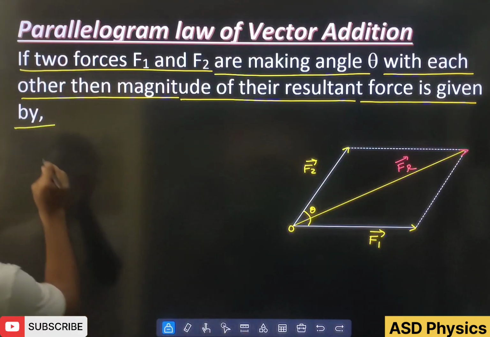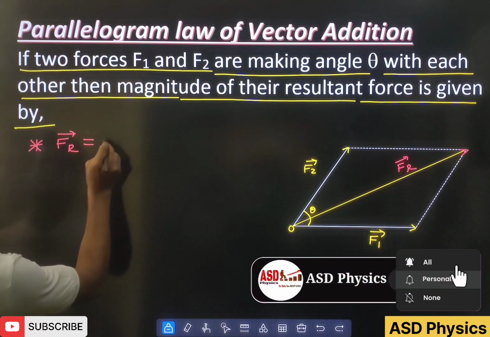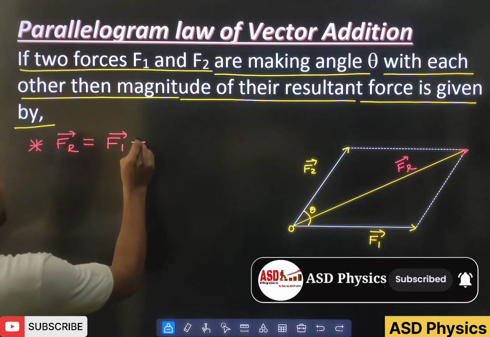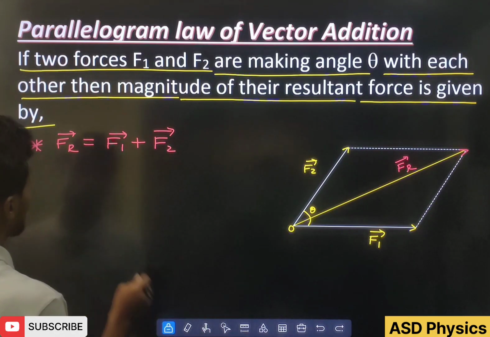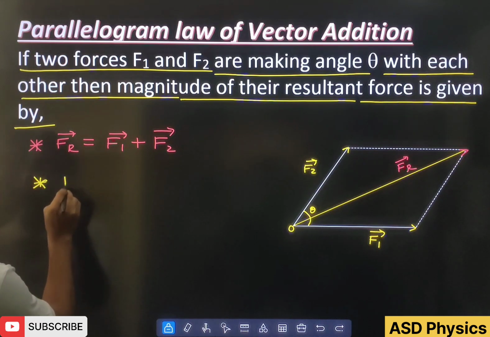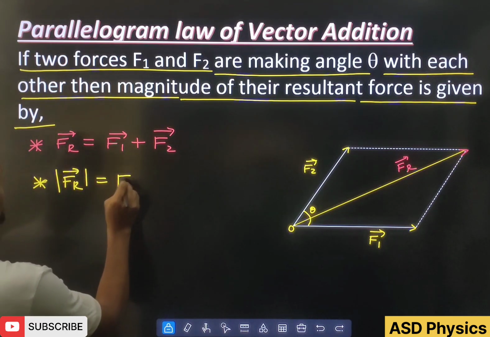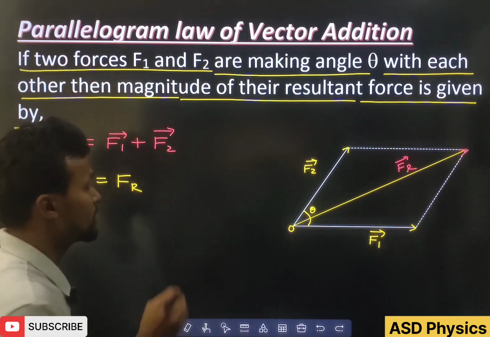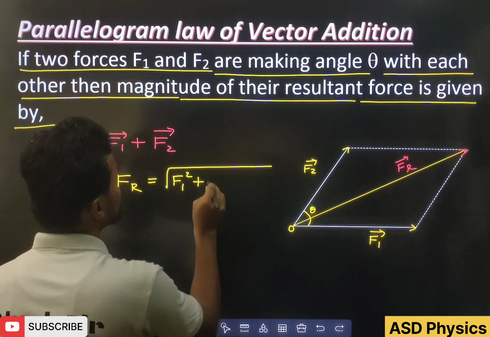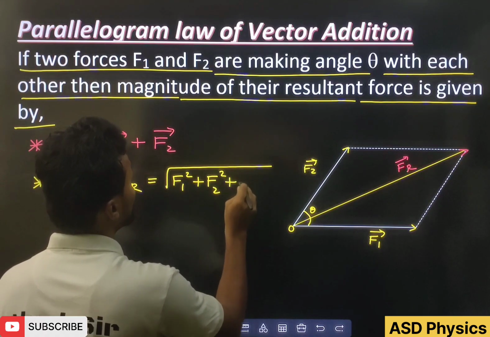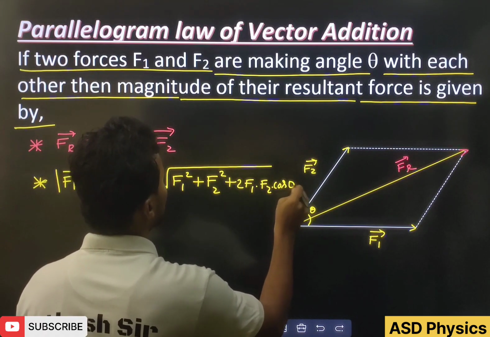So if I talk about it in vector form, what can I write? This FR means I can write F1 plus F2. After that, if I talk about the magnitude, what is the magnitude here? I can write mod FR, or I can just write FR also. So what is the formula? I think you know very well: F1 square plus F2 square plus 2F1F2 cos theta.